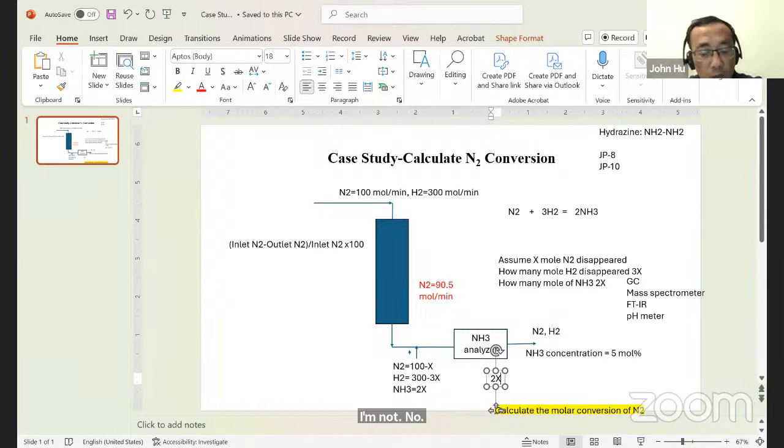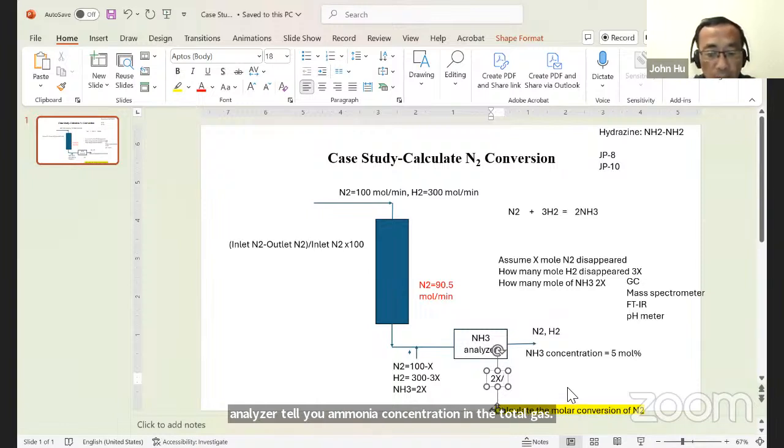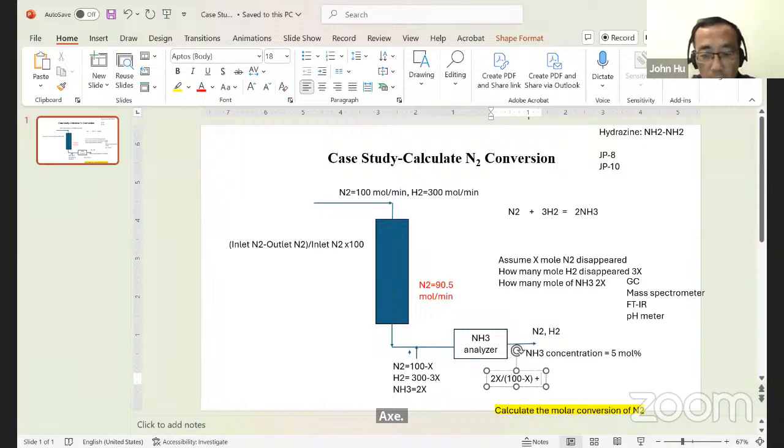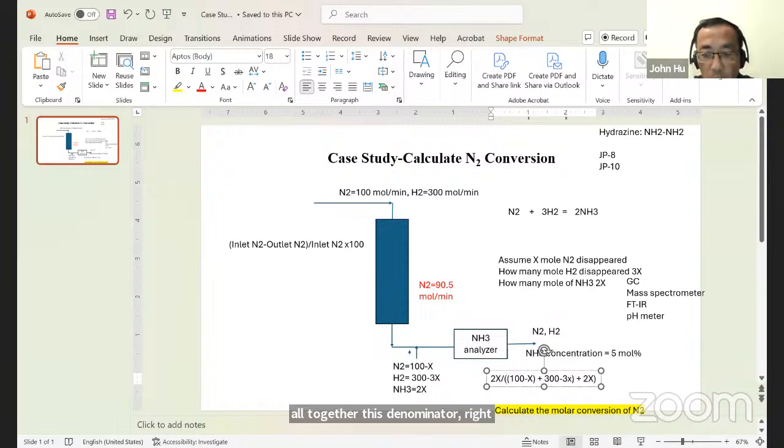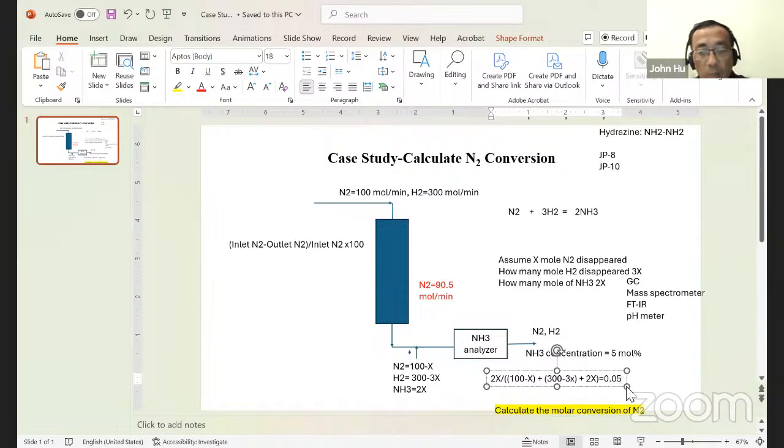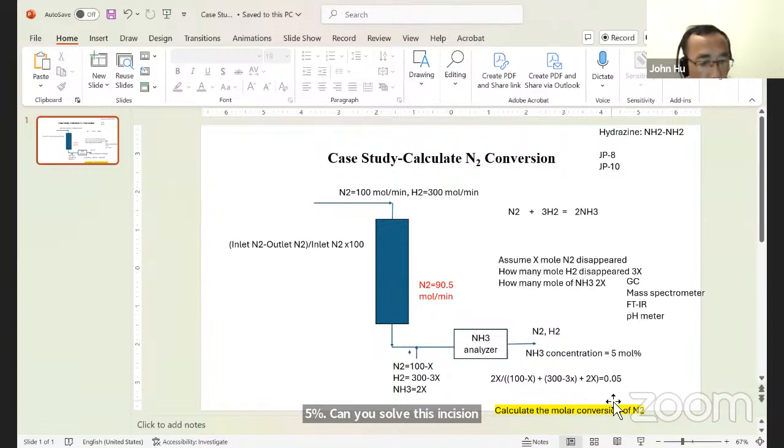This analyzer tells you the ammonia concentration in the total gas. What's the total gas? 2X divided by the denominator: 100 minus X, plus 300 minus 3X, plus 2X. All together, this is the denominator, okay? See that? 2X divided by all these together, equal to 5%. Can you solve this equation for X? You have one variable, you build the equation. Does it make sense?